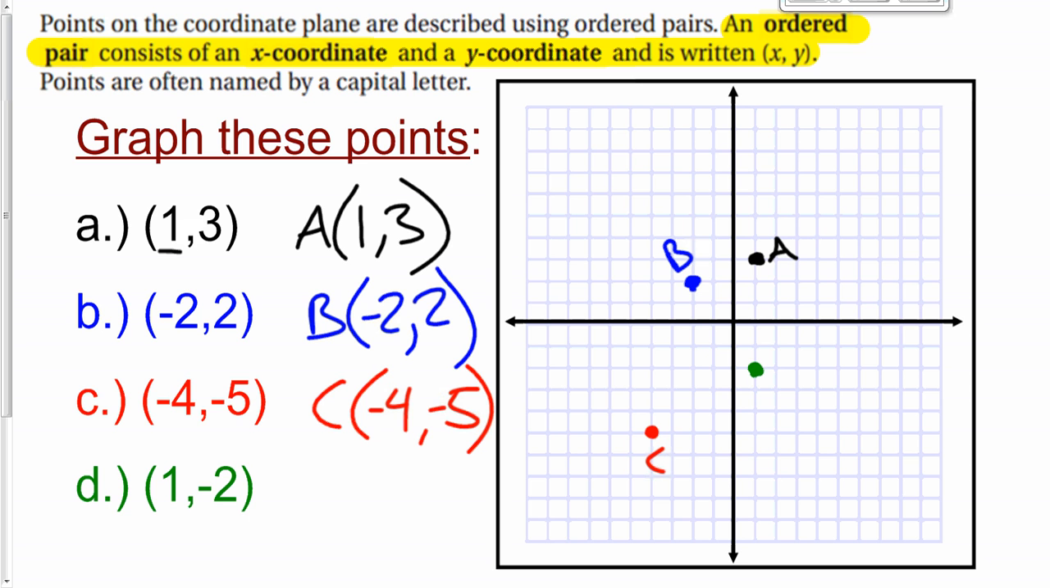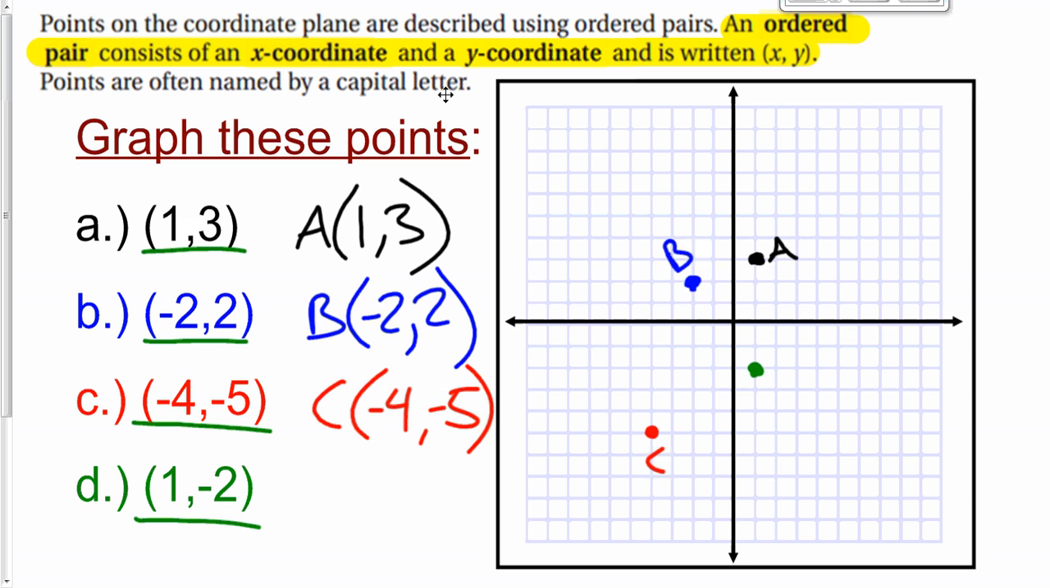Now all of these points landed in the 4 different quadrants. So basically, if you have 2 positive numbers, for instance with A, you'll end up in the first quadrant. If your X is negative and your Y is positive, you'll end up in the second quadrant. If they're both negative, like C, you'll end up in the third quadrant. And if your X is positive but your Y is negative, you'll end up in the fourth quadrant.